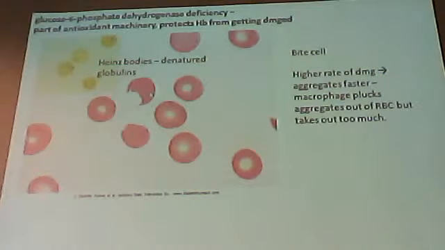aggregates of different forms of damage and debris and denatured things, and so a macrophage will come and pluck out these aggregates, and when they pluck out the aggregates, it looks like it took a bite out of the red blood cell, and so it starts to look like a Pac-Man shape. So this glucose 6-phosphate dehydrogenase deficiency, Heinz body, denatured globulins that get taken out by the macrophage, look like Pac-Man. Yeah, bite cells.